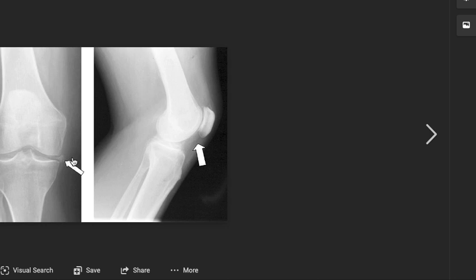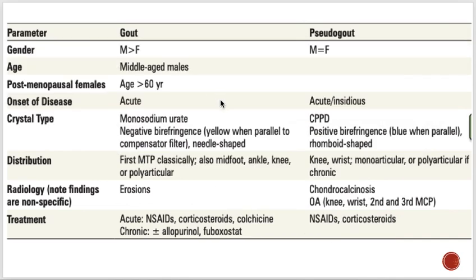Now this one is mostly asymptomatic and mostly self-limiting. Sometimes it gives acute arthritis, and the patients present with pain. Many of them have progressive joint degeneration as well, and it can also be triggered by dehydration, acute illness, and things like this.